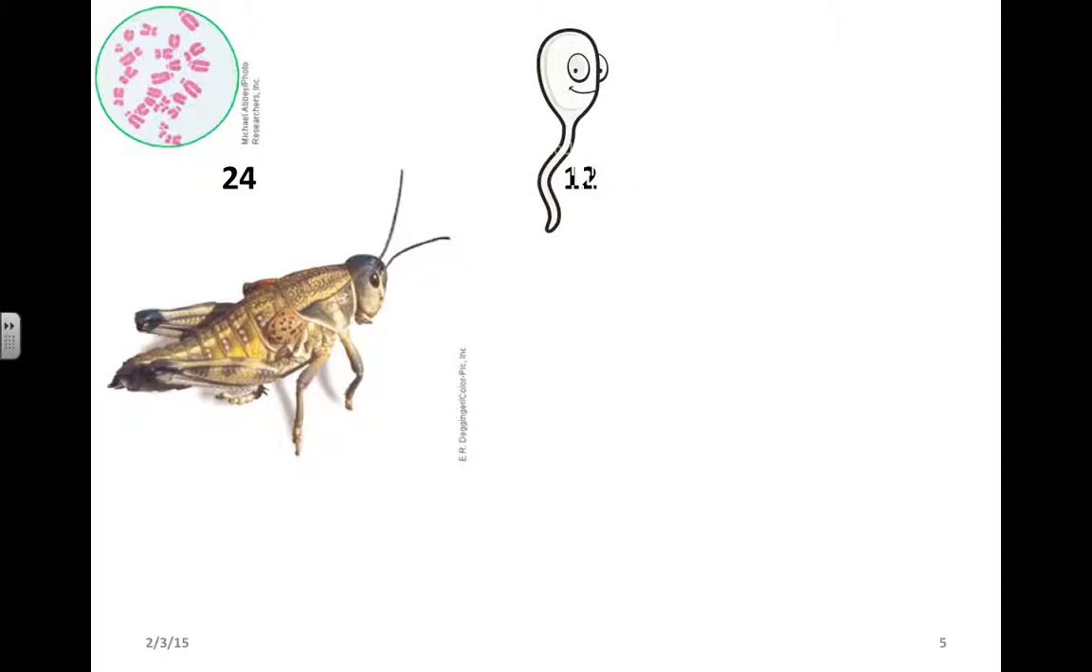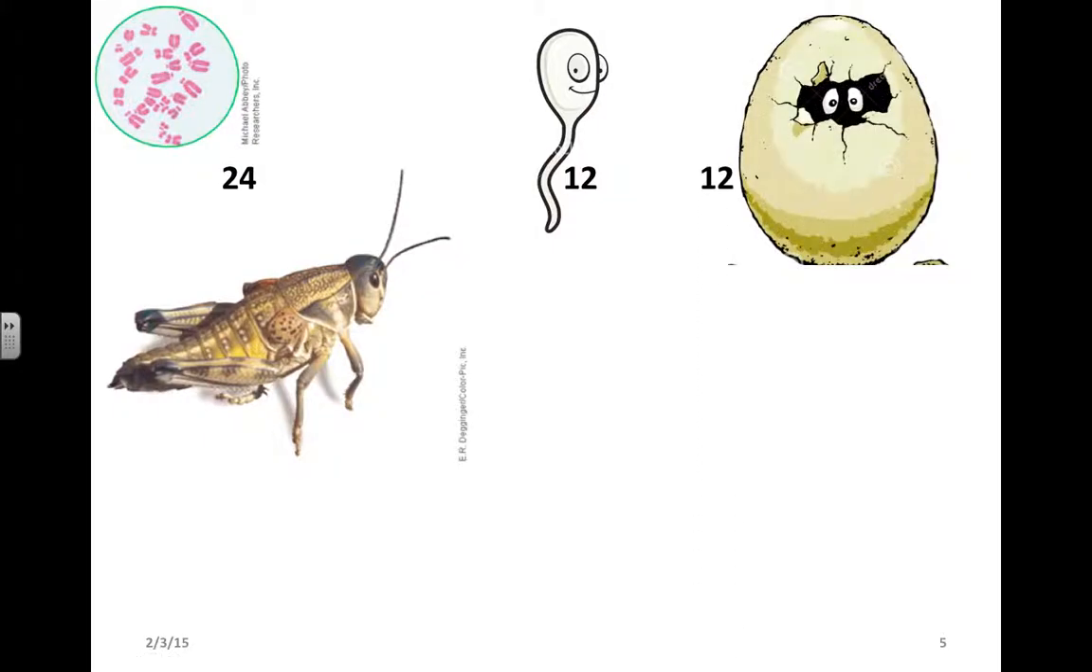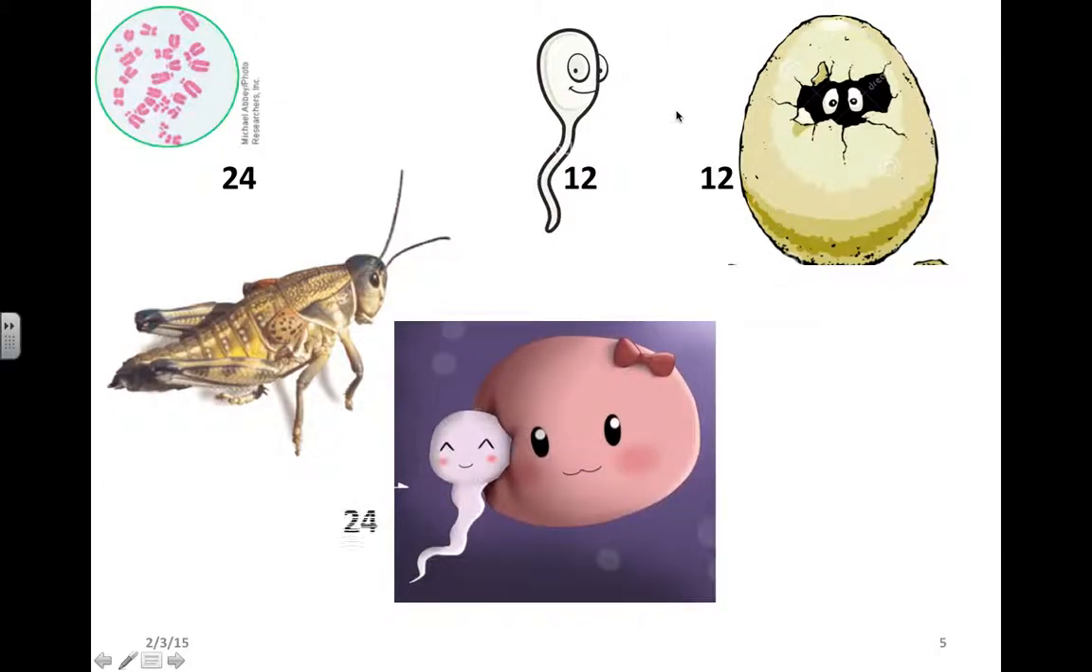Then when you look inside the sperm of a grasshopper and count, they have 12 chromosomes inside of them. Well, if you look inside the egg of a grasshopper, that also has 12. You're starting to get the picture here? What's 12 plus 12? Then during fertilization, and look how happy these sperm and egg are.